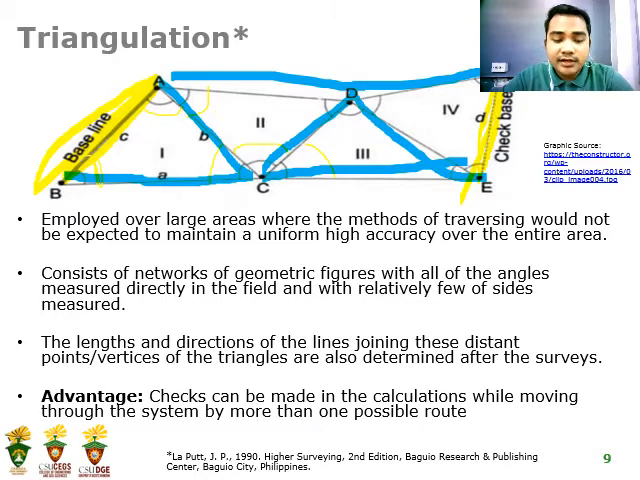And in terms of advantages of triangulation, it can be checked. What we did was get the distance on the other side, which is the check base, so that we know what order of triangulation we achieved, while moving through the system by more than one possible route. It depends on where you go to get the measured distance of the check base, using different routes. So that's how it is.